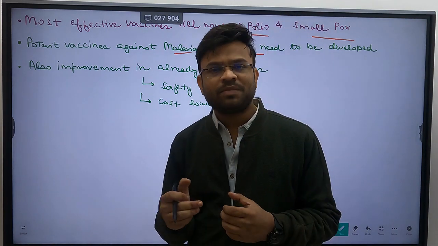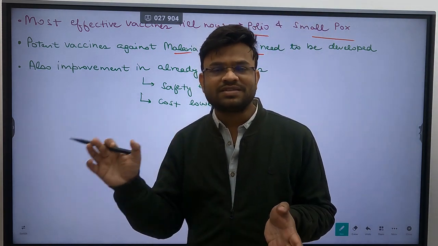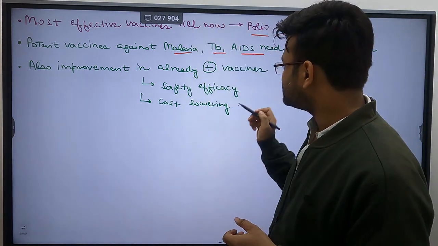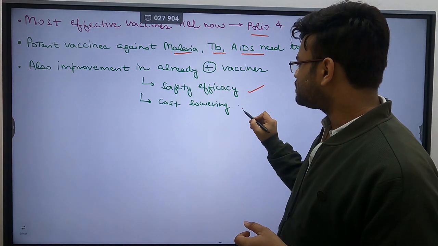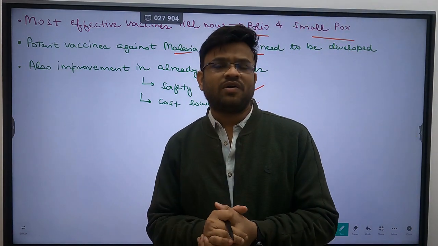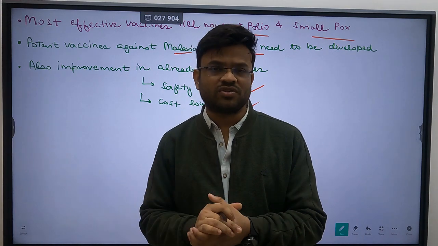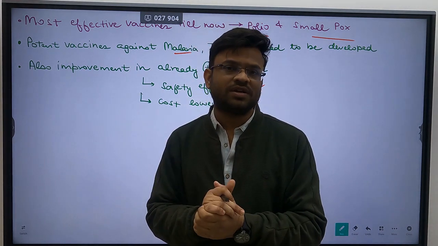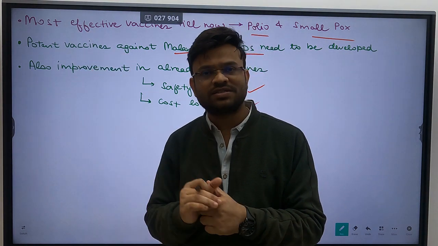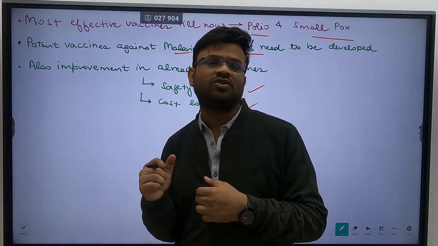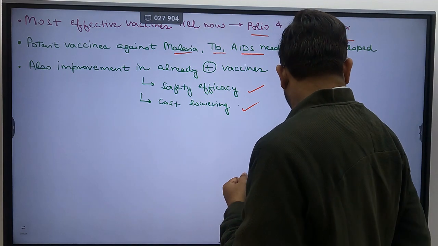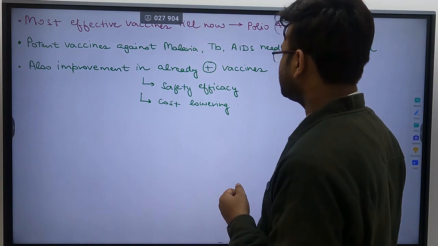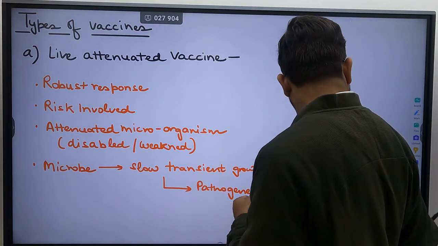Also, there is a requirement for improvement of the already existing vaccines in terms of safety, efficacy, and cost lowering. A vaccine should be within reach of common people, right? Therefore, all efforts should be put in to bring down the cost of the vaccine to the reach of common people. Now, let us move on to the next topic, next slide.